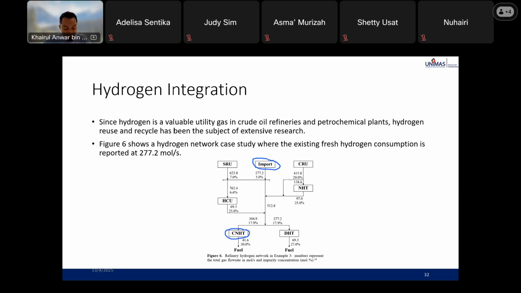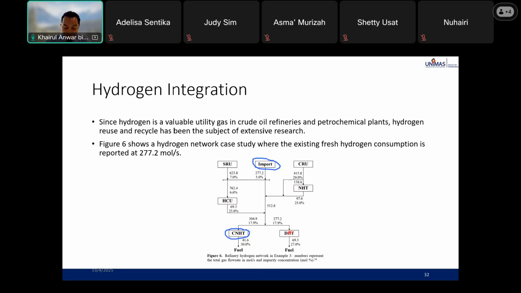Figure 6 shows the hydrogen network case from Alves and Towler. The existing fresh hydrogen consumption is at 207 mol per second. There are 4 hydrogen consuming processes in this case. In this case study, the hydrocracker unit is HCU, naphtha hydrotreater HT, naphtha hydrotreater second HT, and diesel hydrotreater DHT.